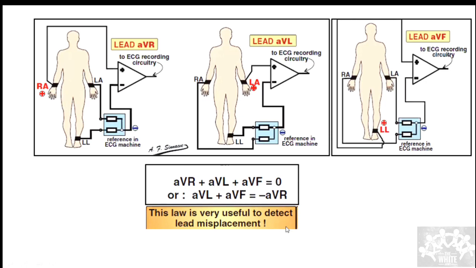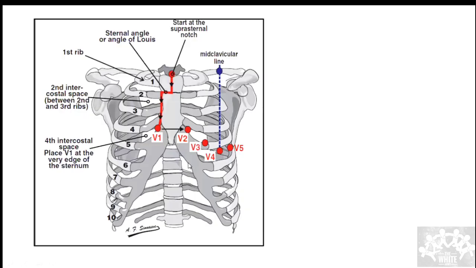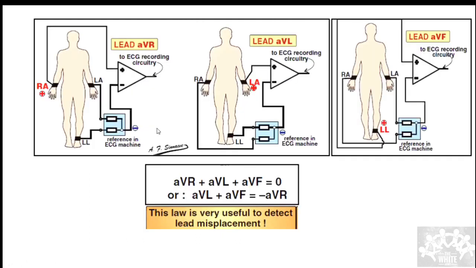This also is very important. You can use lead misplacements with this. We'll see how, and now. Right, this is the placement of the precordial leads. So I told you, very simple to place these leads. Left arm will have a color, right arm will have a color, left leg will have a color. Usually right leg will be black. So right arm, left arm, left leg you connect, and all this will be generated.